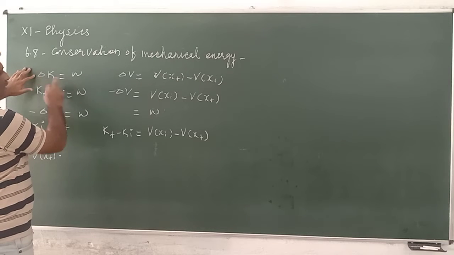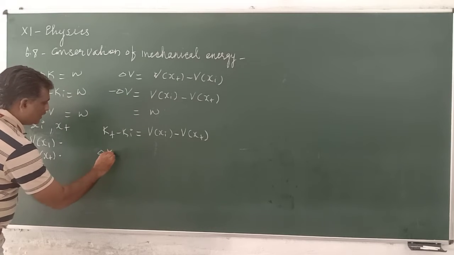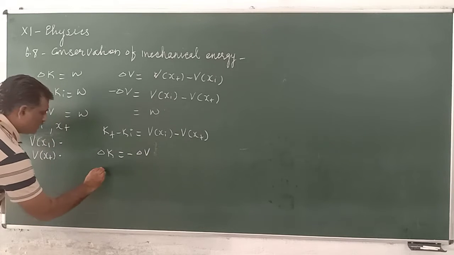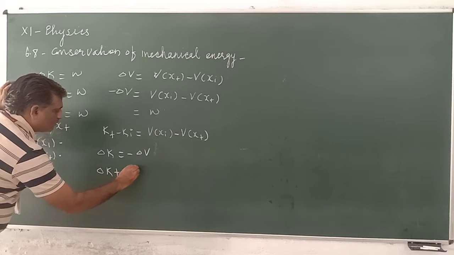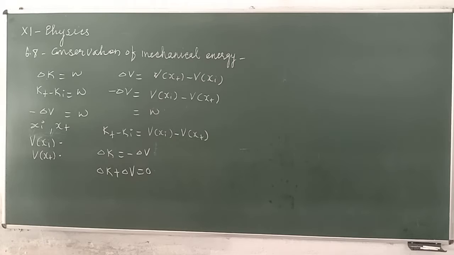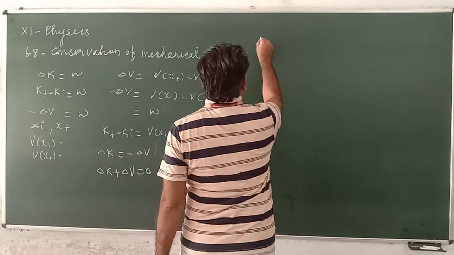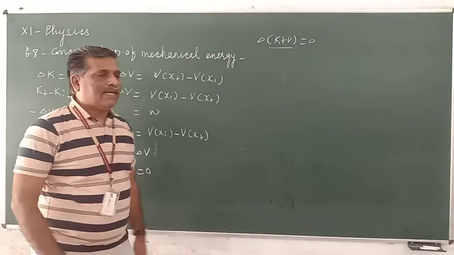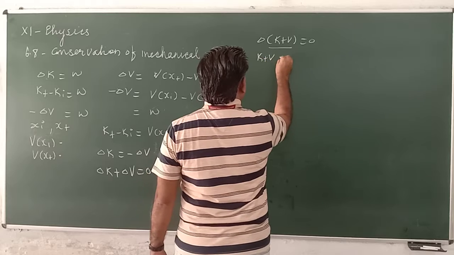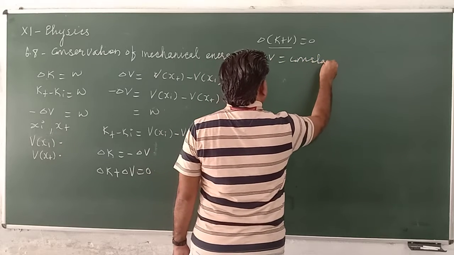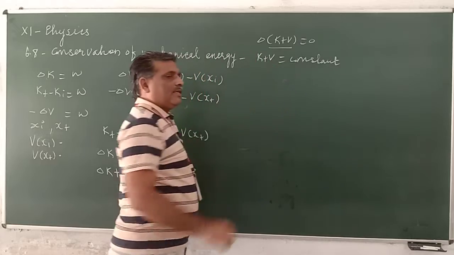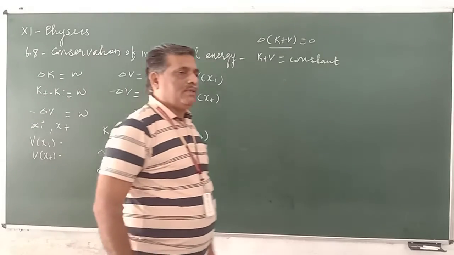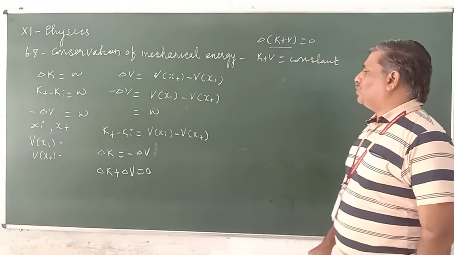Another thing, we can write it, this and this are equal. Therefore, change in kinetic energy is minus change in potential energy. We can take it to this side: change in kinetic energy plus change in potential energy is 0. Or we can write it also, change in K plus V is equal to 0. Change is 0, it means that K plus V is constant. Kinetic energy plus potential energy of the system does not change if forces doing work are conservative. This is one.